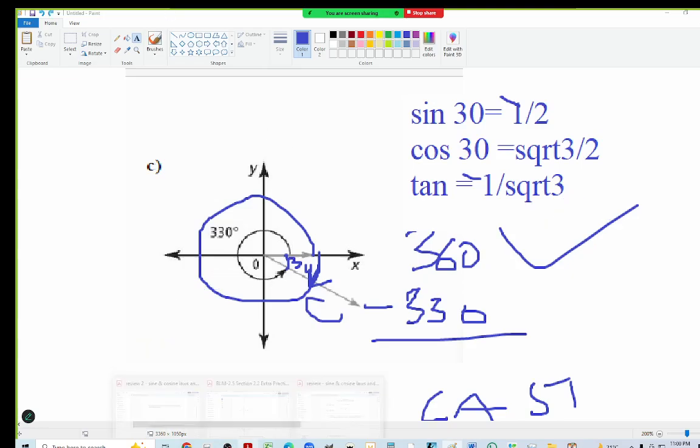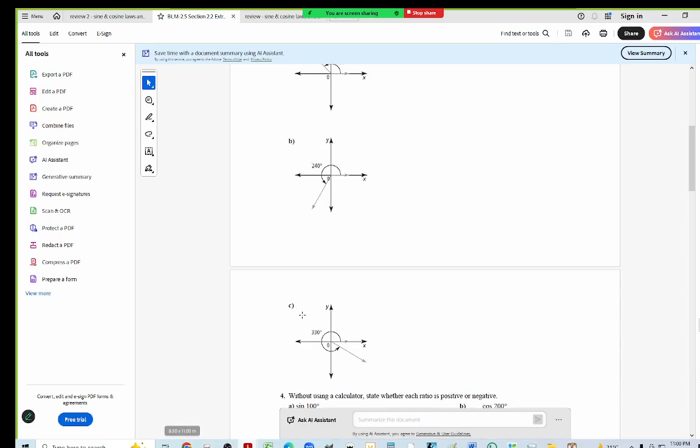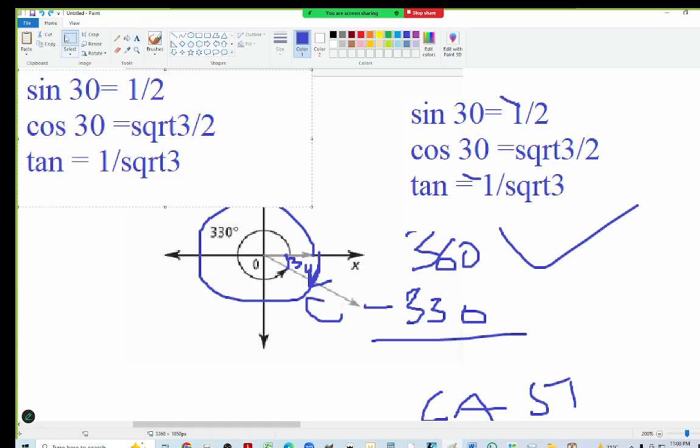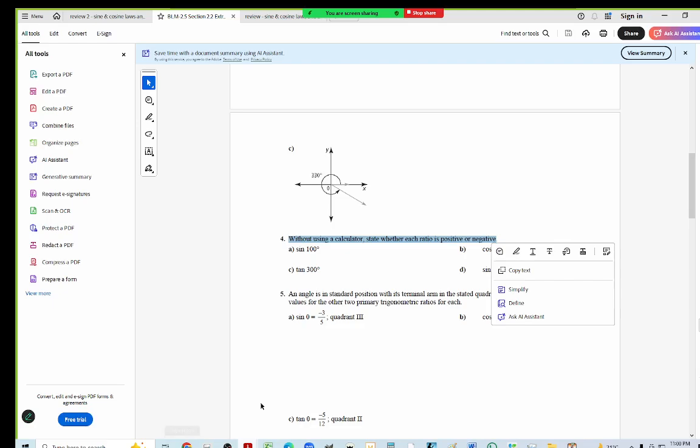Practice, practice, practice, young man. Overwhelming, or you good? I'm all right. Not bad. Notice that when it's this, you must use your special angle knowledge. Here they're just asking for positive or negative. So for this question, they're just asking for positive or negative.